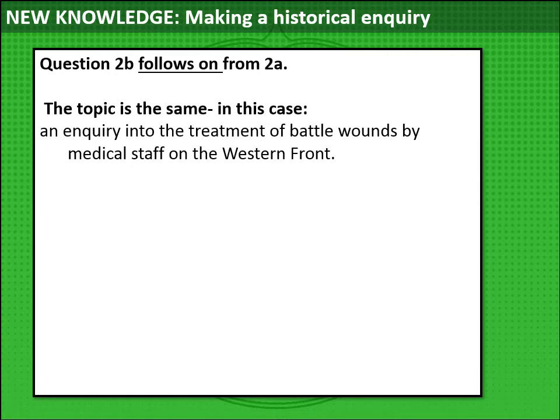Okay, our second type of exam question for us to have a look at is making a historical inquiry. Now this will come up in your final GCSE exam. And the topic of this inquiry will follow on from the question that we've just done. So in this case, it's an inquiry into the treatment of battle wounds by medical staff on the Western Front.